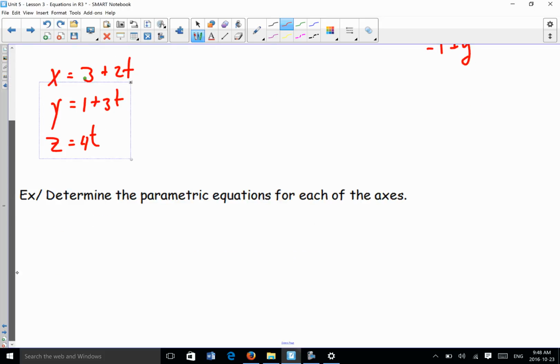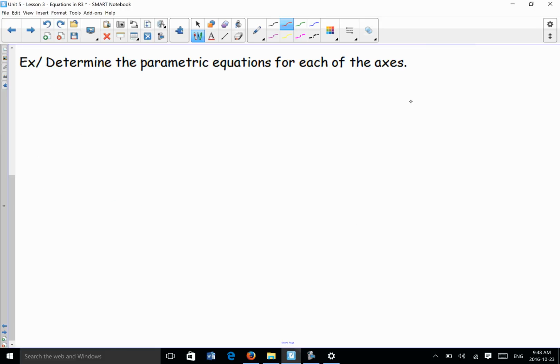Okay, let's look at a different idea here. Determine the parametric equation for each of the axes. So in R3, we have our three axes: your x, your y, and your z. And each of those axes actually has equations. To figure out the equations, think about going from 0, 0, 0 in the center, along the x-axis, to a new point. Just for simplicity's sake, let's call that point 1, 0, 0.